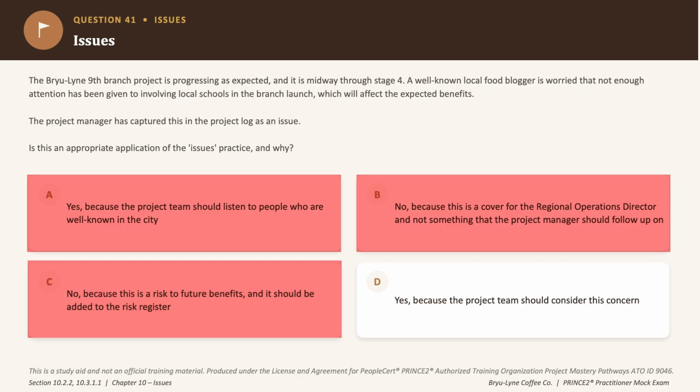So the correct answer to this question is option D, which says yes, because the project team should consider this as a concern. And it's right because any stakeholder can raise an issue. However, the project team reviews it, captures it and assesses concerns like this one as mentioned in this example. So the correct answer to this question is option D.